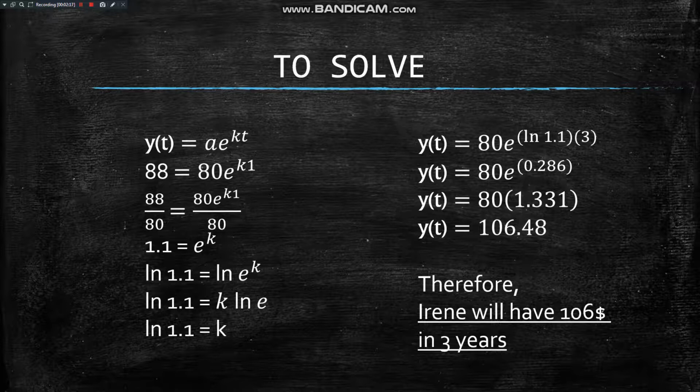e raised to the power of 0.286 is equal to 1.331, times 80, which is 106.48. Therefore, Irene will have $106 in 3 years.